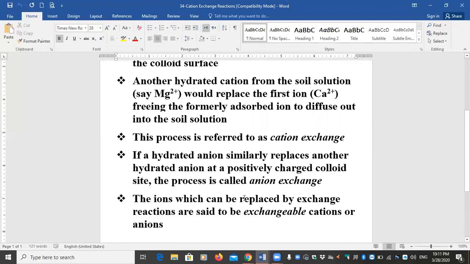The ions which can be replaced by exchange reactions are said to be exchangeable. That means they are able to be replaced by others. They can be replaced or exchanged by others. So we characterize them as exchangeable. They're not permanent there. Some other cations can push them out, take their place, and they will be exchanged. So they are exchangeable cations or anions.